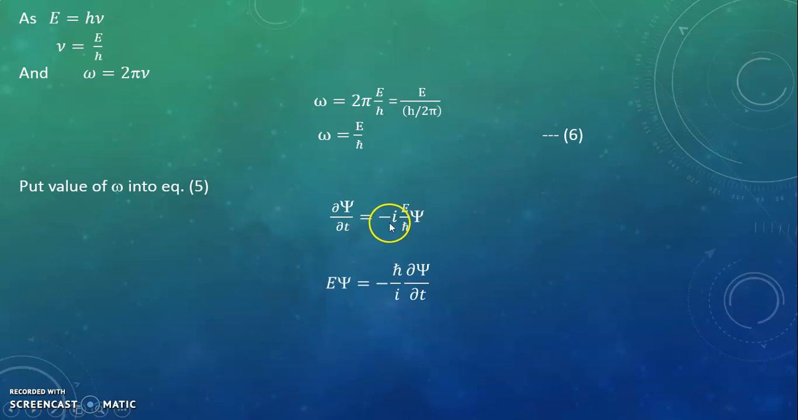So just simplify this equation. We are keeping this Eψ on one side and taking this minus i upon ħ to the other side. So ħ, which is in the denominator, will go to the other side in the numerator, and minus i goes to the denominator with the minus sign as it is. So Eψ gives minus ħ upon i into ∂ψ upon ∂t.